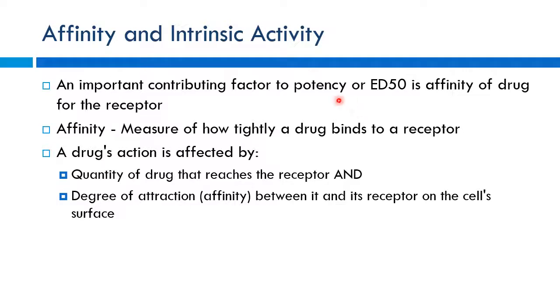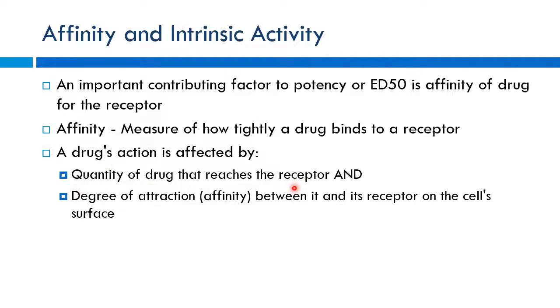Okay. So again, looking at the ED50, a lot of this goes back to the affinity of the drug for the receptor. We mentioned things that have low affinity, which means it doesn't really bind that tightly to the receptor. Some things can have very high affinity and bind very, very tightly to that. And that can affect how efficacious the drug may be and how potent it may be, depending on several factors. But basically, the drug's action is going to be affected by the quantity of drug that reaches the receptor.